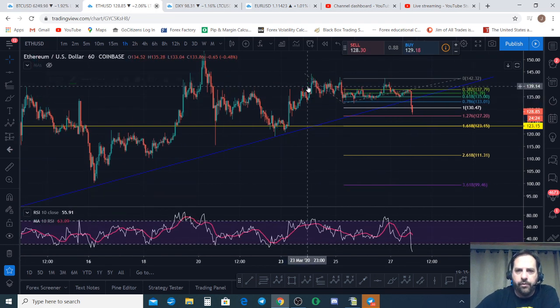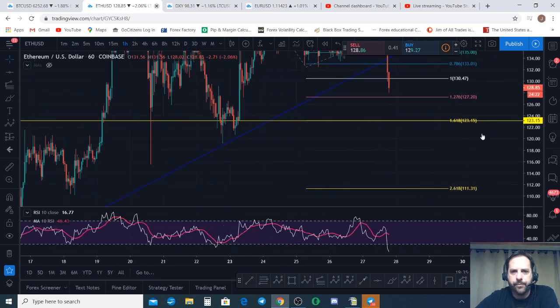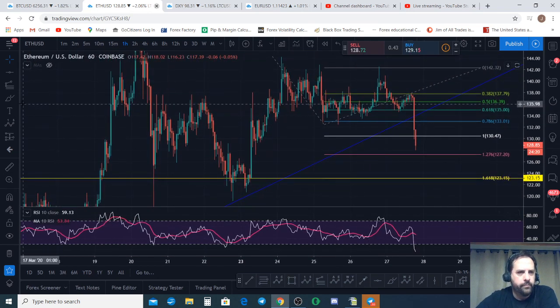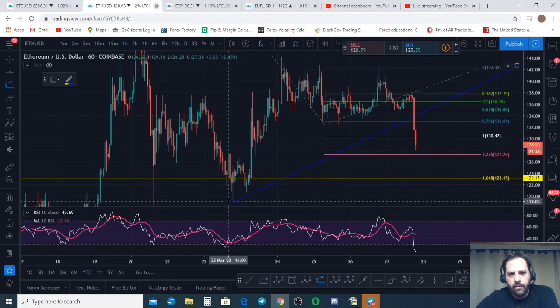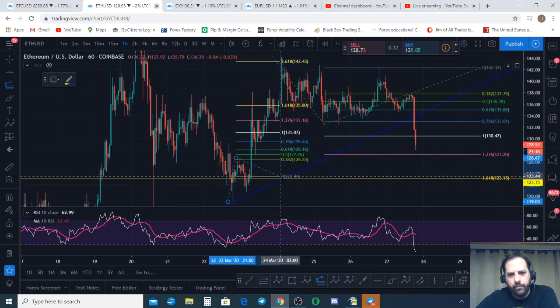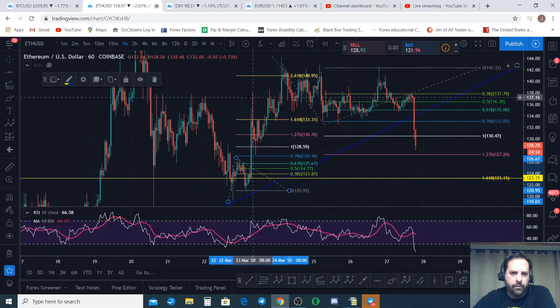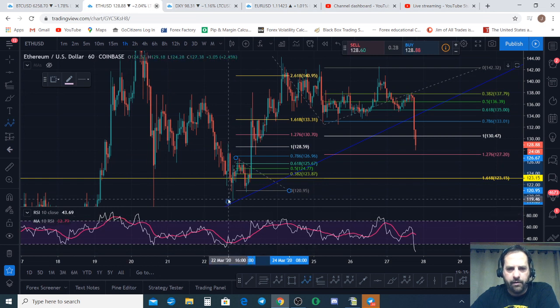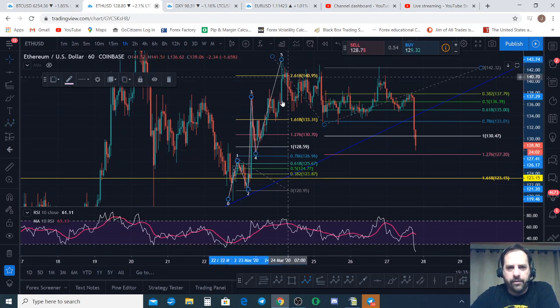Let me show you an impulse wave in the 1618 here, so you understand. Right here, boom, boom, boom. See how we came up to the 1618? We pulled back and then we continued beyond it. So that's an impulse wave right here. This is an impulse. 1, 2, 3. That was 4. Didn't break the 1. And then this is 5. It's an extended fifth. Looks good.